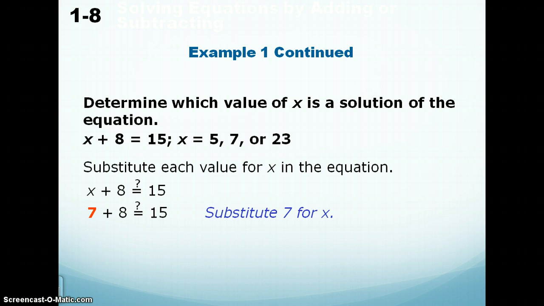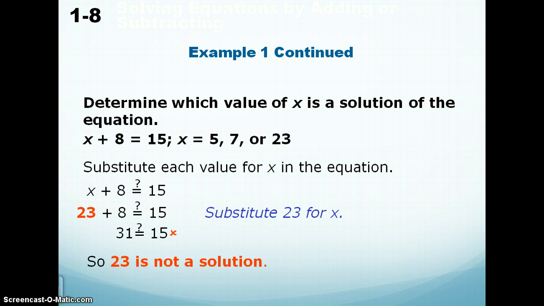Let's try 7. 7 plus 8 gives us 15. That is the solution we were looking for, so 7 is a solution. We always want to check all answers, so put 23 in. 23 plus 8 is not going to give us 15, it gives us 31. Therefore, 23 is not a solution. So x equals 7 is the solution to this equation.